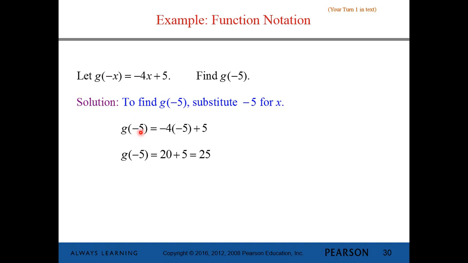And so if we stick in negative 5, that means we're going to stick in negative 5 here for x. Notice the parentheses, because the whole negative 5 is what we're substituting in for x. So now negative 4 times negative 5 gives us a positive 20. Plus 5 gives us 25. So when we stick in negative 5 into our function, we get 25.